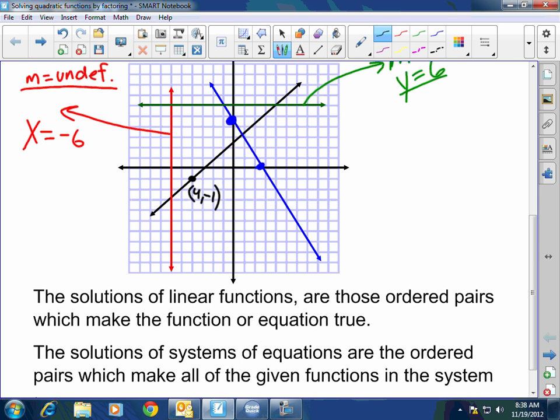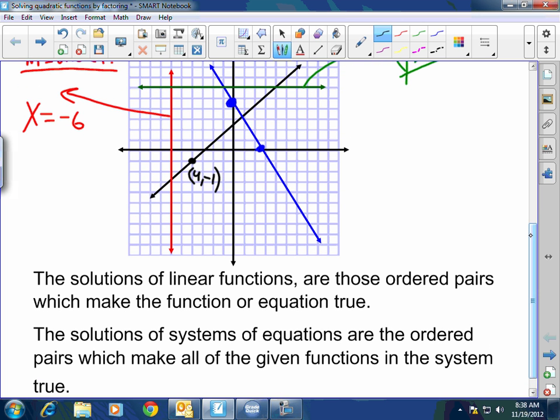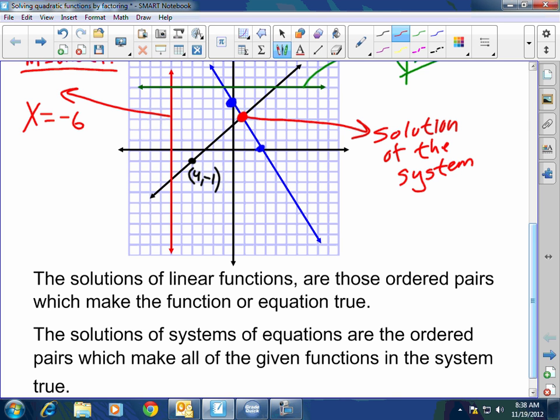The solutions of a system of equations, which, remember, we can solve by graphing, substitution, elimination, and we can use the matrix method of solving systems as well. The solution of a system of equations is the ordered pairs which make all of the given functions in the system true. In this case, I made a system on purpose. This point right here is the intersection point of the black line and the blue line. That would be the solution of the system. Again, we don't know the equations right now, but we do know that at that point, when plugged into both the blue line's equation and the black line's equation, it would make both equations true.